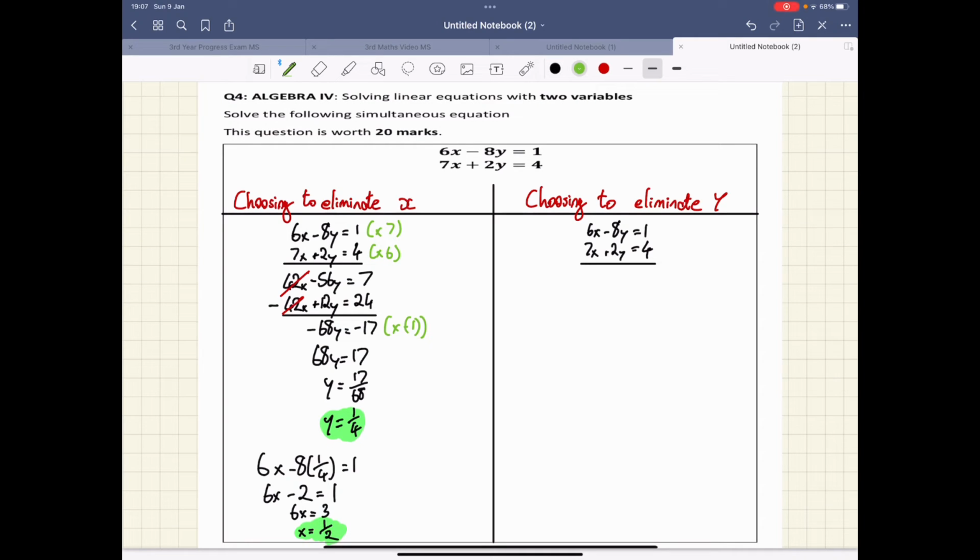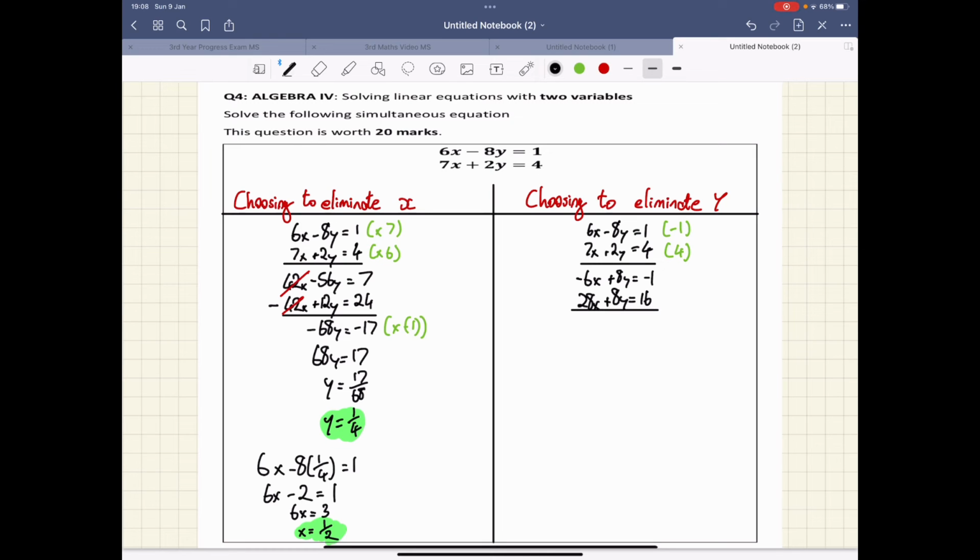If we're going to eliminate the y values first, we need to multiply the top line by minus 1 and the bottom line by 4. This will make a bit more sense when we see the results. Minus 1 multiplied by the top line will give you minus 6x plus 8y is equal to minus 1, while the bottom is going to be 28x plus 8y is equal to 16.